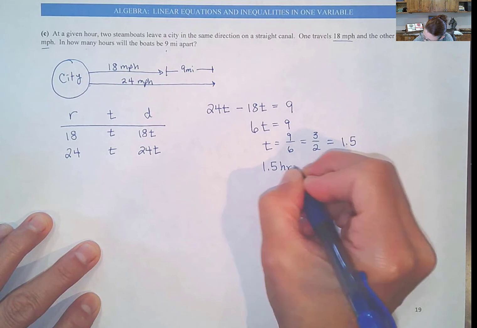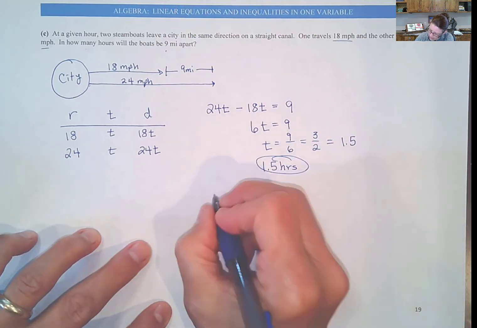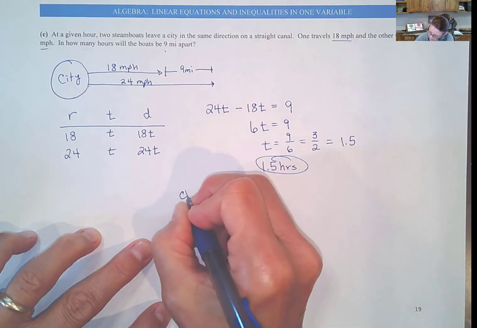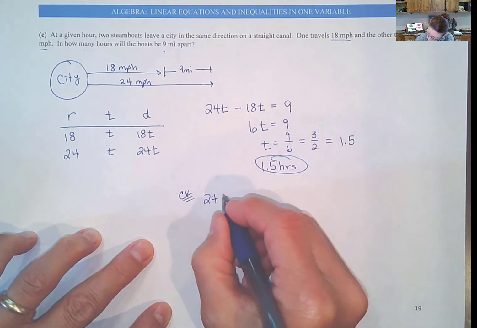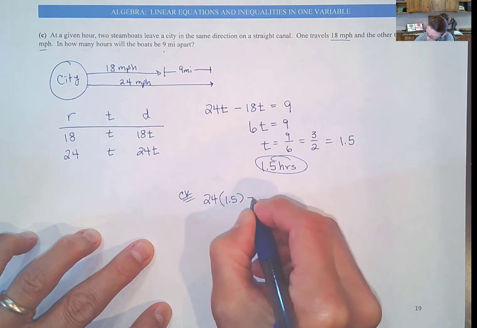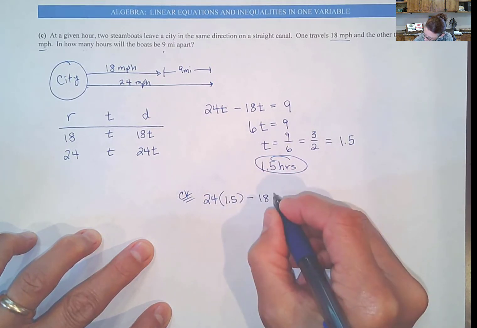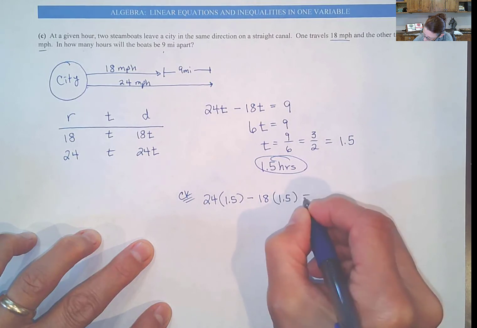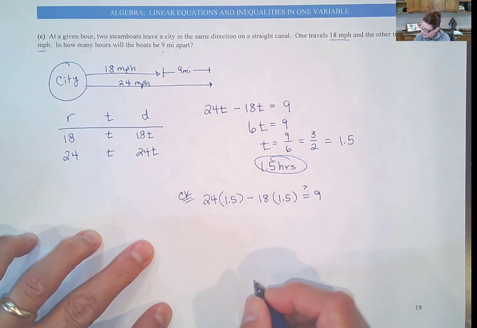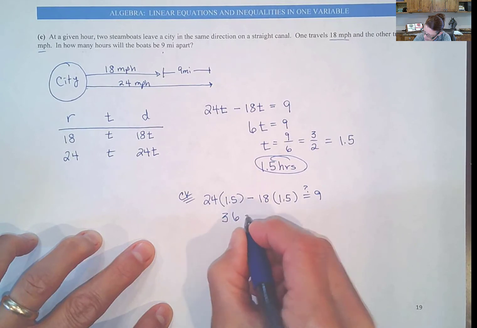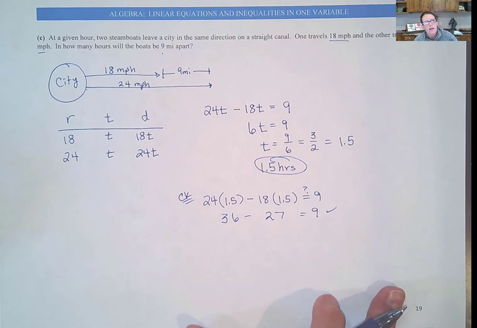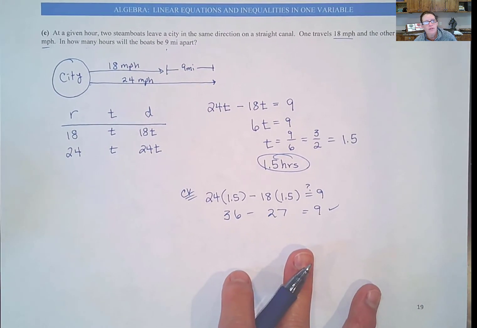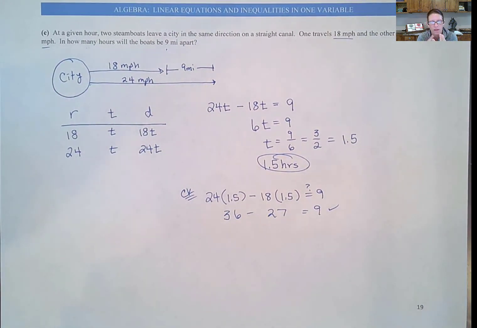So 1.5 hours is our answer, and go ahead and check it. Is 24, checking in our original equation here, okay, times 1.5. From that, if we subtract 18 times 1.5, are we really going to obtain 9? In other words, is 36 minus 27 equal to 9? And it is.